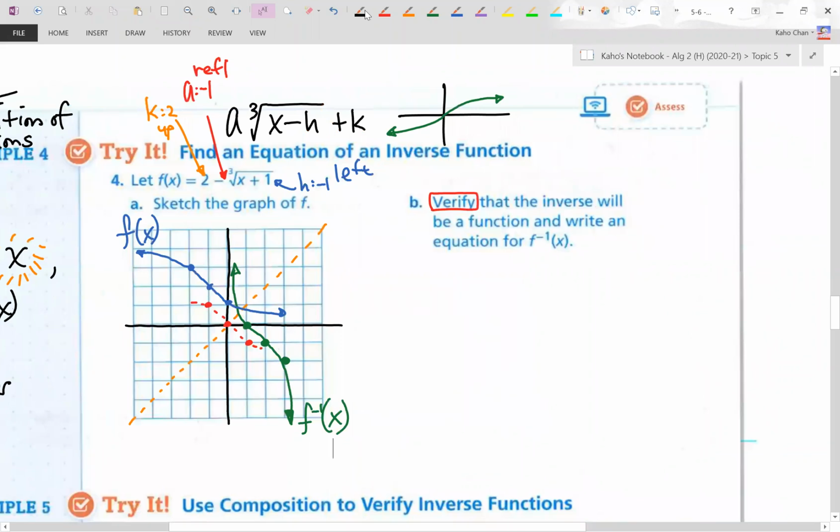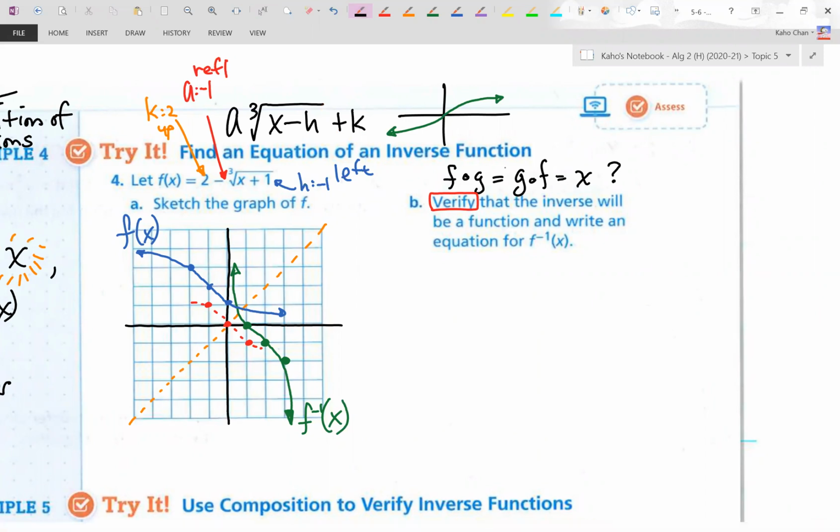Verify. We need to check f of g and g of f. That's the checker, right? Okay, here we go. Oh, we totally forgot to actually find the function itself. Let's swap x and y. We've got to find the inverse, okay? All right. Swap x and y. Let's do that right now.